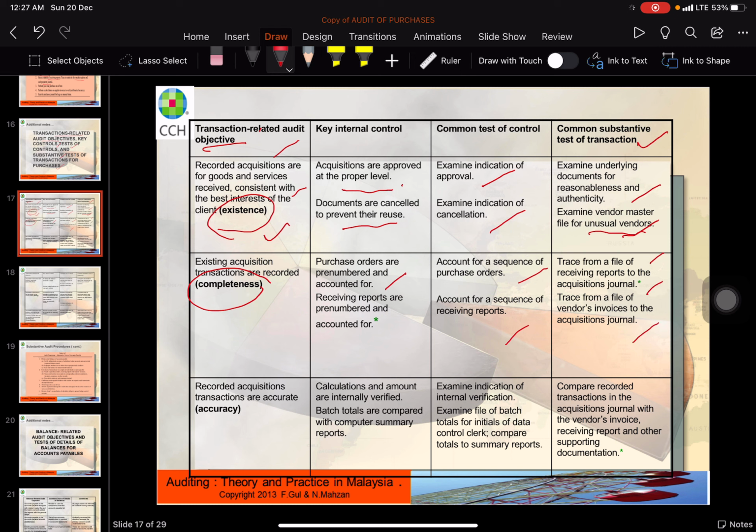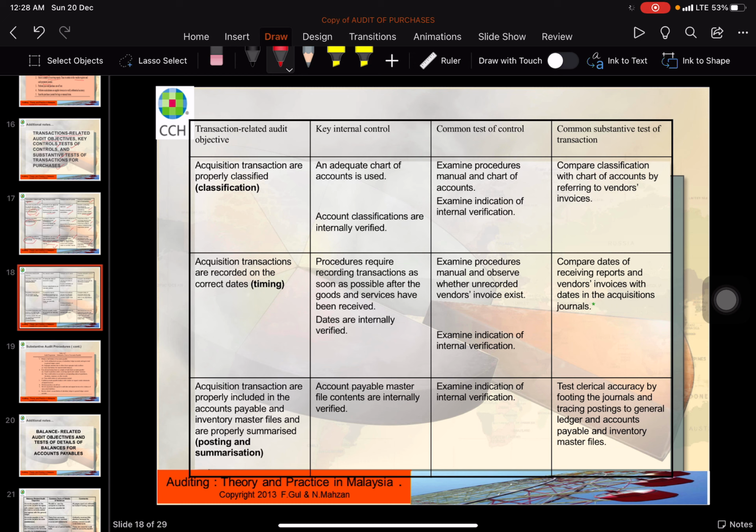Then we trace the invoices, and this is for accuracy, whether everything is accurate. So we have to check internal verification. We batch the totals and compare with the summary batch report. Is it the same figure or not? This is the common test of control, so we examine the indication of internal verification. For the substantive test, we compare recorded transactions, the acquisition, with the vendor's invoice, receiving report, and other supporting documents. So we have to compare.